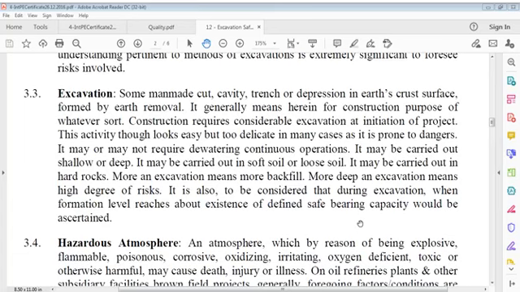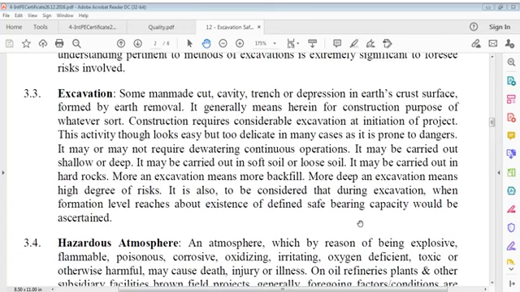Excavation is a man-made cut, cavity, trench or depression in the Earth's crust surface formed by earth removal. It generally means herein construction purposes of whatever sort. Construction requires considerable excavation at initiation of a project. This activity, though it looks easy, is too delicate in many cases and is prone to dangers. It may or may not require dewatering, continuous operations. It may be carried out shallow or deep, in soft soil or loose soil, or in hard rock. More excavation means more backfill. Deeper excavation means a higher degree of risk.